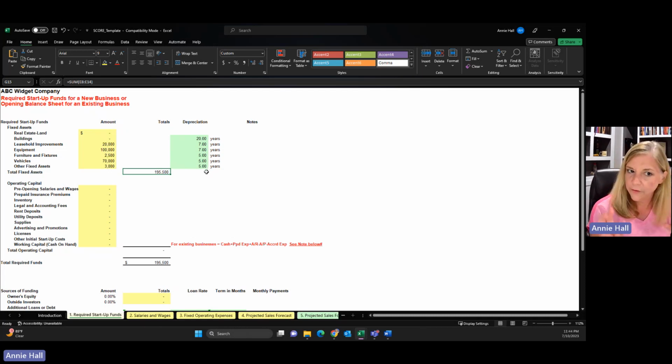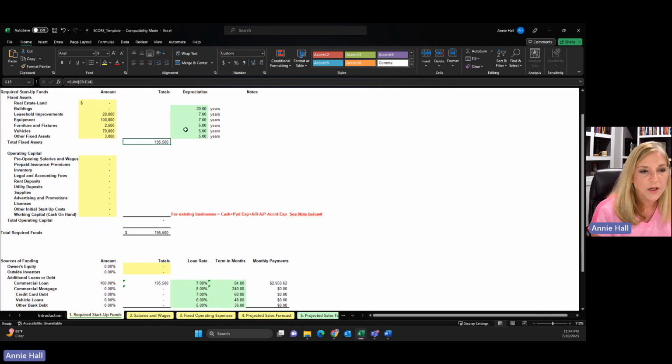So if this is a for real thing, you want to check with an accountant, a tax accountant, and make sure that you get these numbers right. That's very important. And depreciation can get complicated, so I'm not going to go much further into that, but that's how this works. Now let's look at operating capital.